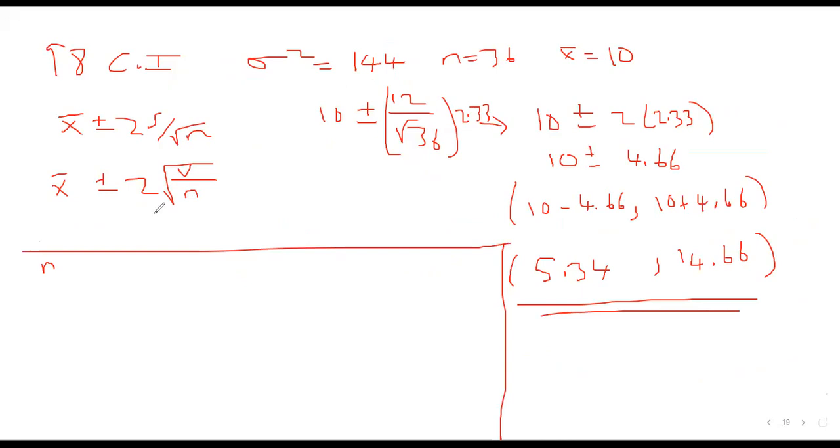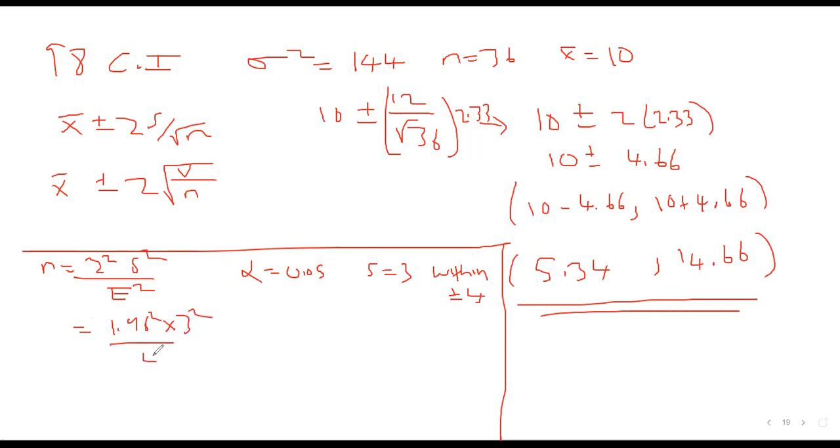So for sample size, we have two formulas, z squared s squared over e squared. The examiner will be very direct to ask you what sample size is required. If your alpha is 0.05 and your standard deviation is maybe 3, and your error is within plus minus 4, let's just substitute here. What is our z? 1.96. Our standard deviation, 3 squared. Our error, 4 squared. And your answer.